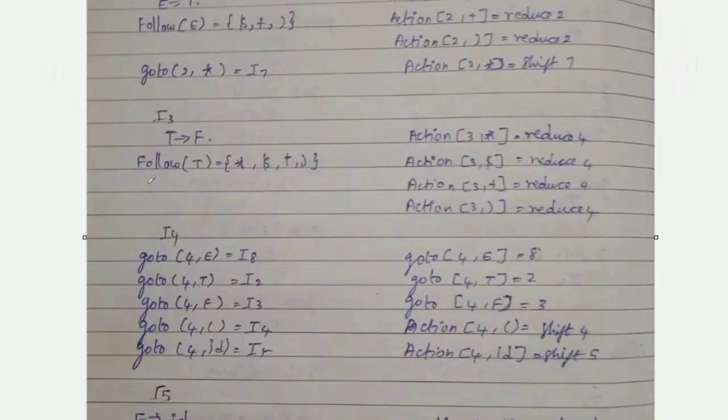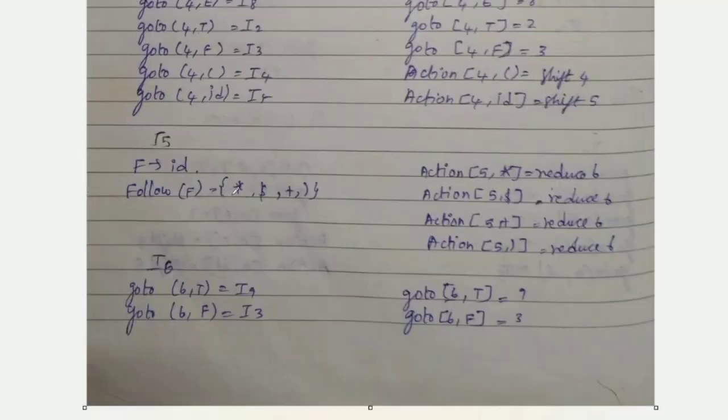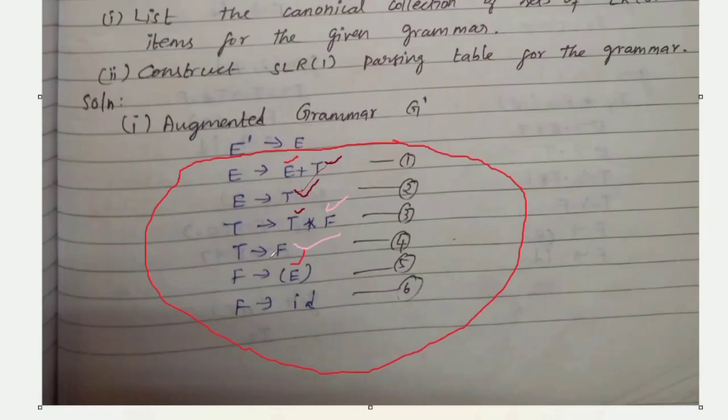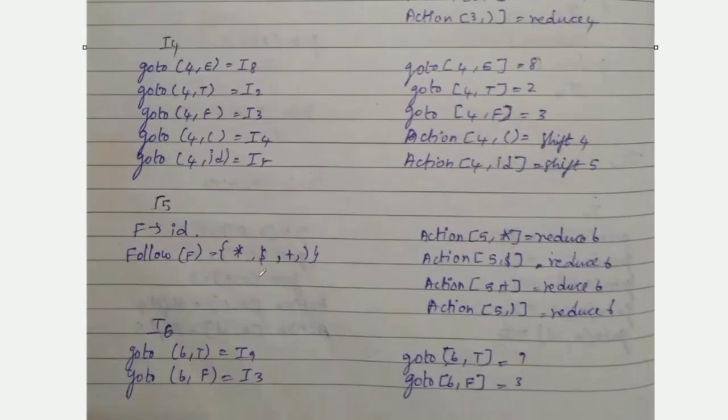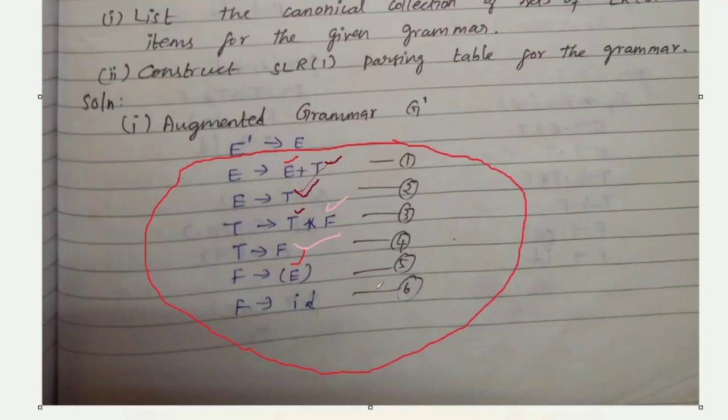We already found the follow position of T: star dollar plus close bracket. Here you write star dollar plus close bracket. Then we have one more production, T tends to F. Follow of F: we don't have a next symbol, then take the follow position of T, star dollar plus close bracket. Here you write star dollar plus close bracket. Then follow position of F is star dollar plus close bracket. Here the production F tends to ID contains the equation number 6.